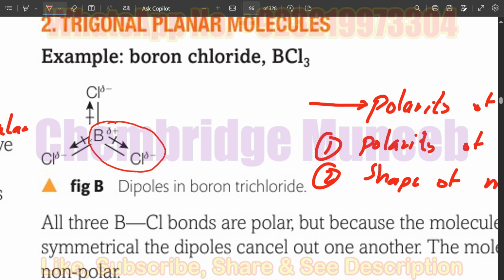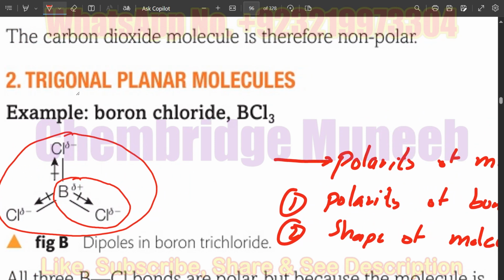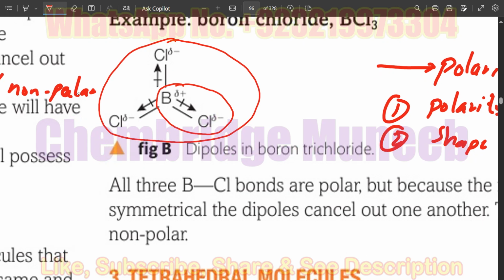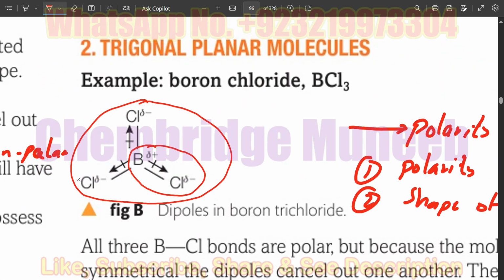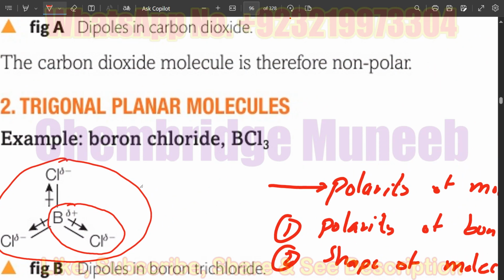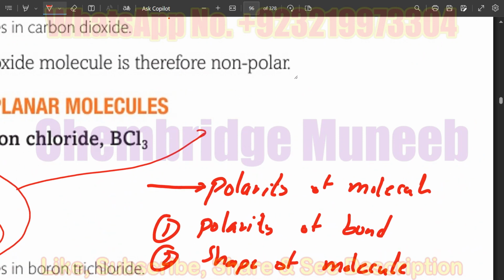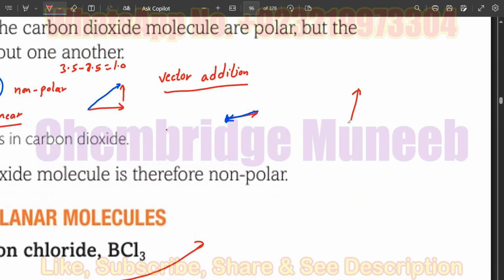Now tell me, is the bond polar here or not? The bond is polar, yes. What about the whole molecule? The molecule is non-polar. Why is it non-polar? Because the resultant is zero, or in other words, the dipoles have cancelled out each other. You can again use vector addition to check this. There are three arrows. One arrow is going in this direction, another in this direction, and the third one in this direction. Let's add them together.